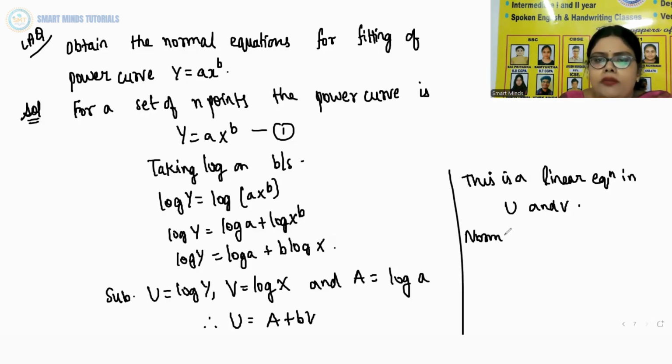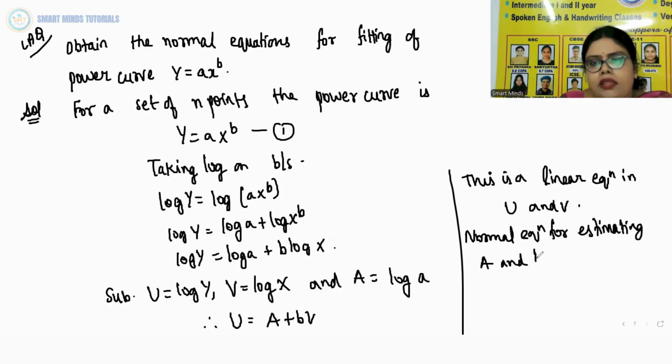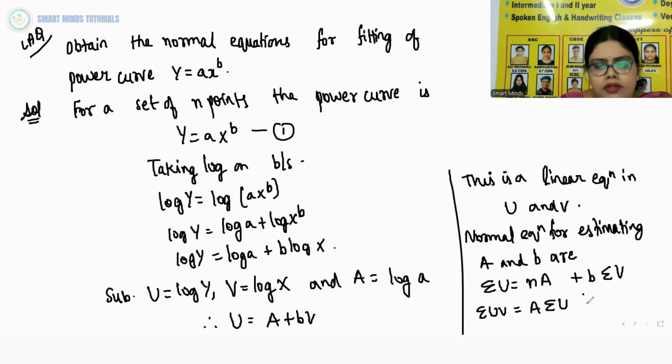So what is the normal equation? Normal equations for estimating A and b are, we use summation here. So sigma U is equal to NA plus b sigma V. And sigma UV is equal to A sigma V plus b sigma V square. So we are multiplying V on both sides.